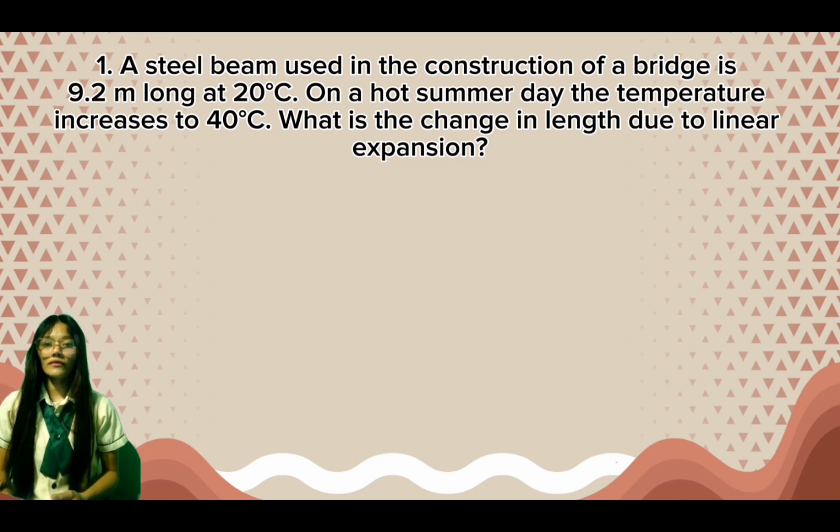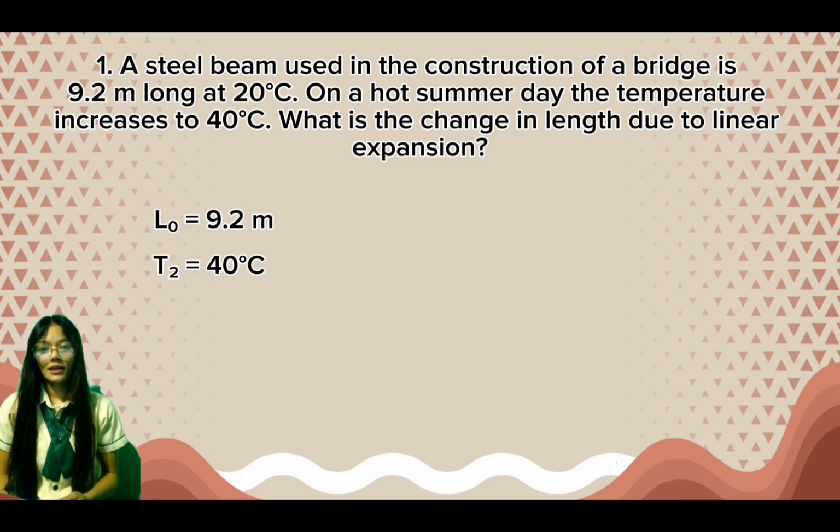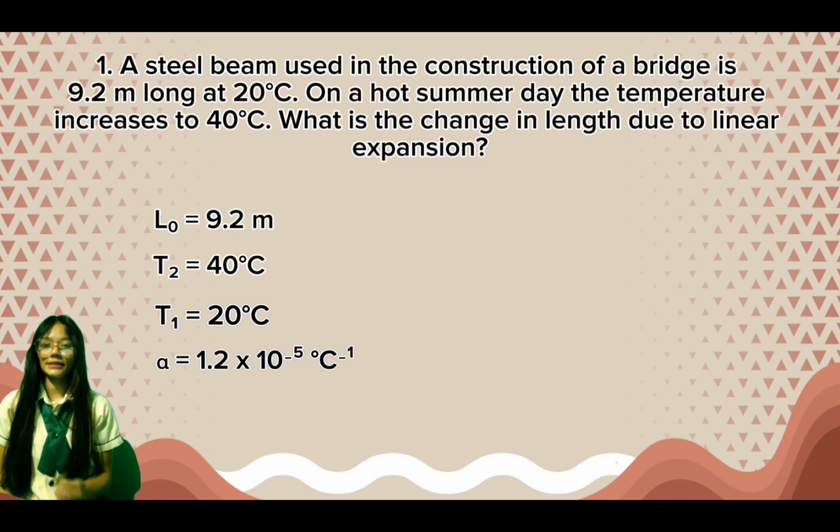So the original length of the steel beam is 9.2 meters. The final temperature is 40 degrees Celsius. Then the given initial temperature is 20 degrees Celsius. And this is the given coefficient of linear expansion for steel. Note, the value alpha equals 1.2 times 10 to the power of -5 per degree Celsius is not derived within the solution. It's given as a known constant. This value represents the coefficient of linear thermal expansion for the specific material of the steel beam.